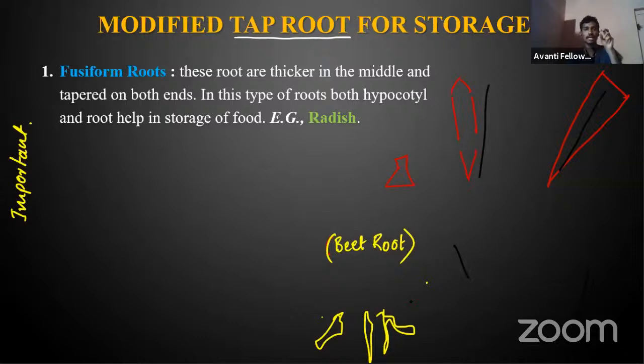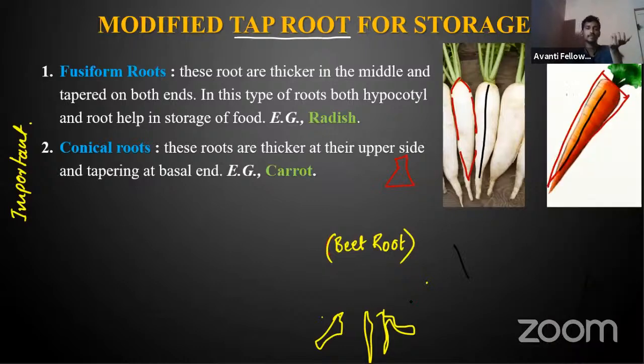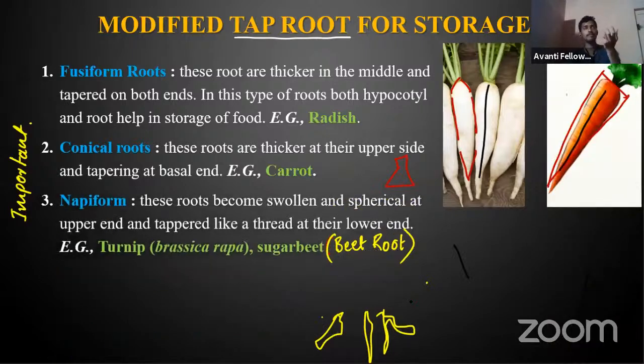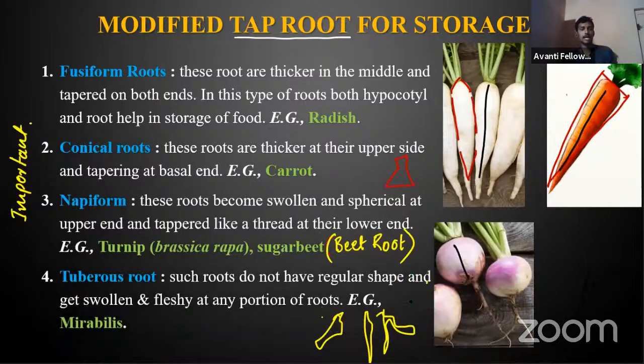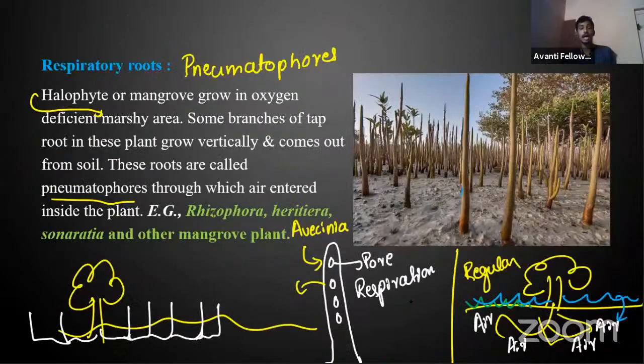Okay, so if you go for the modification of root, the first one is fusiform, that means tapering at both ends and bulging in the middle, like a radish. Second is conical, shaped like a carrot, and napiform, bigger above and tapering below, like a turnip, and tuberous means without a specific shape. These are taproot modifications. Another modification is nematophores, which are normally present in saline or salt-rich or marshy areas, and produce negatively geotropic roots which help in the respiration of the plants.